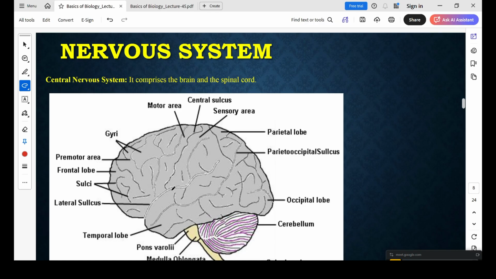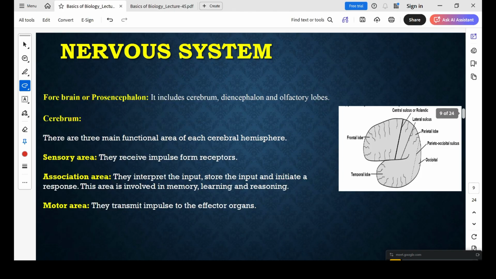Okay. So the brain looks something like this. There are these ridges which are known as gyri. There are these grooves which are known as sulci. There are different lobes to the brain. The major portion is known as cerebrum. There is cerebellum, which is the second largest structure inside the brain. There is pons varolii, medulla oblongata, which finally connects to the spinal cord. Each of these areas is specific for a particular function.